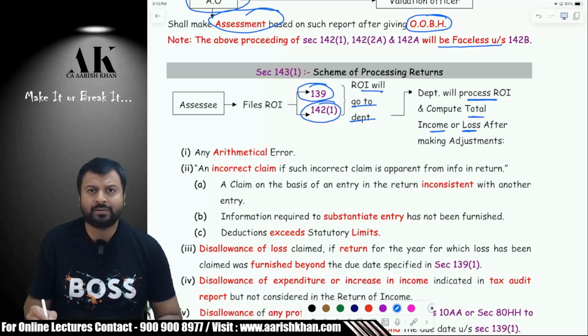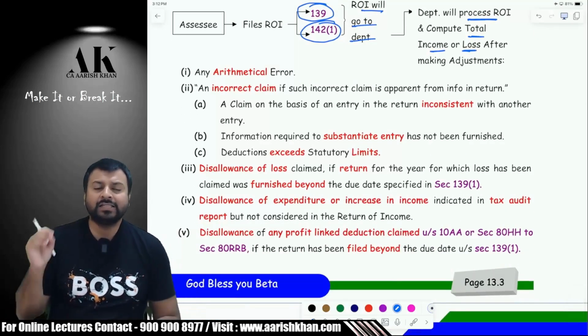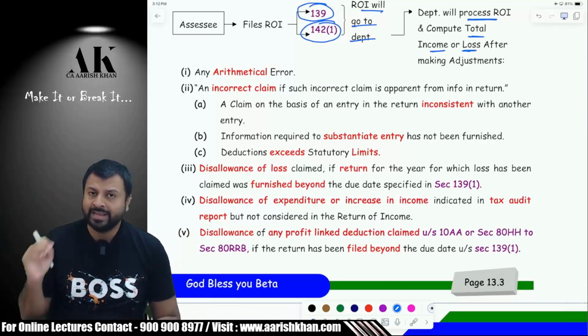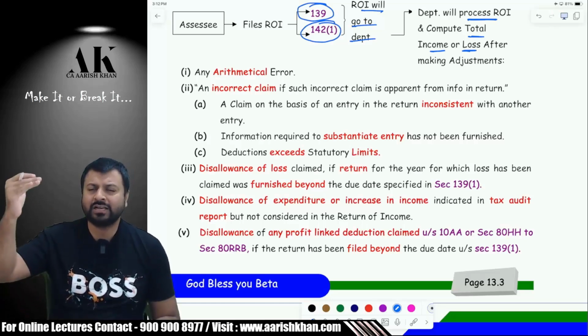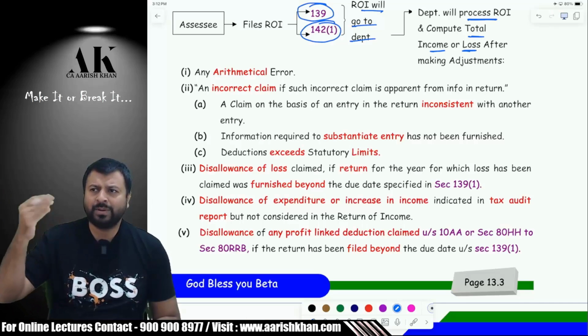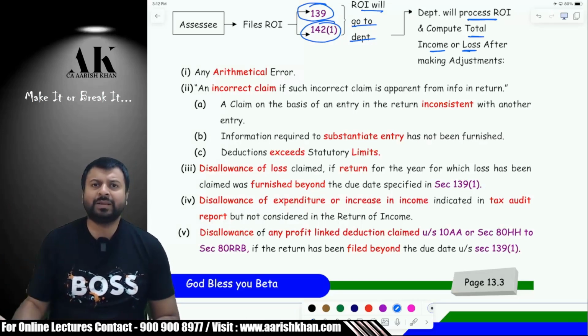Your total loss will be determined after making some standard adjustments. Which are those standard adjustments? The returns are processed through a software, and the software will pick up some mistakes, and that will increase your income or reduce your income. It will lead to payable, refundable or nothing, whatever it is. Therefore, the software will pick up certain mistakes.